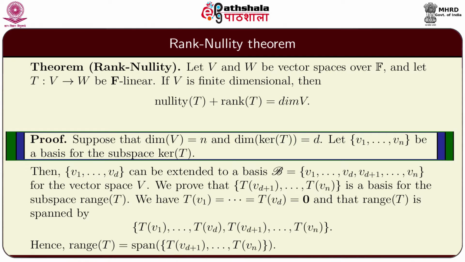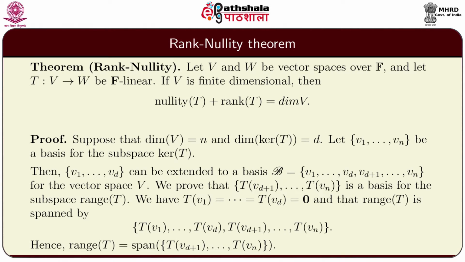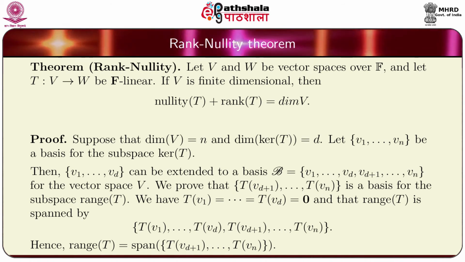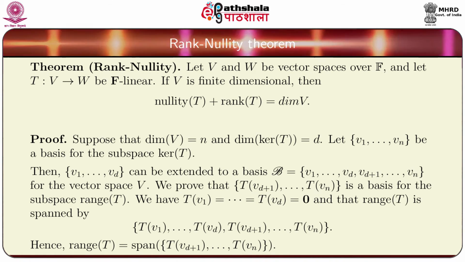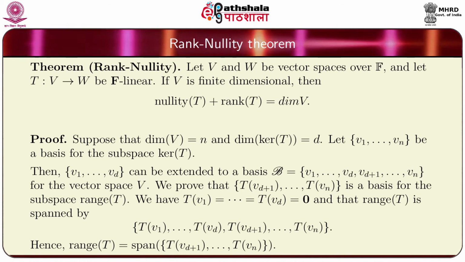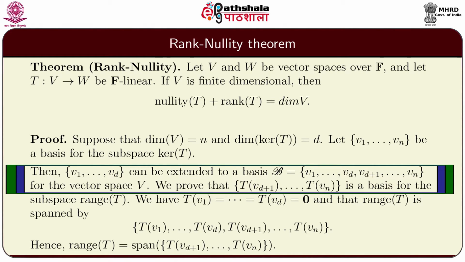So, suppose that the dimension of V is n. We know that the kernel of T is a subspace of V, and therefore the dimension of the kernel of T, which is the nullity of T, is also a finite number. Let us call it d, and d is definitely less than or equal to n. Let v1, v2, ..., vd be a basis for the subspace kernel of T.